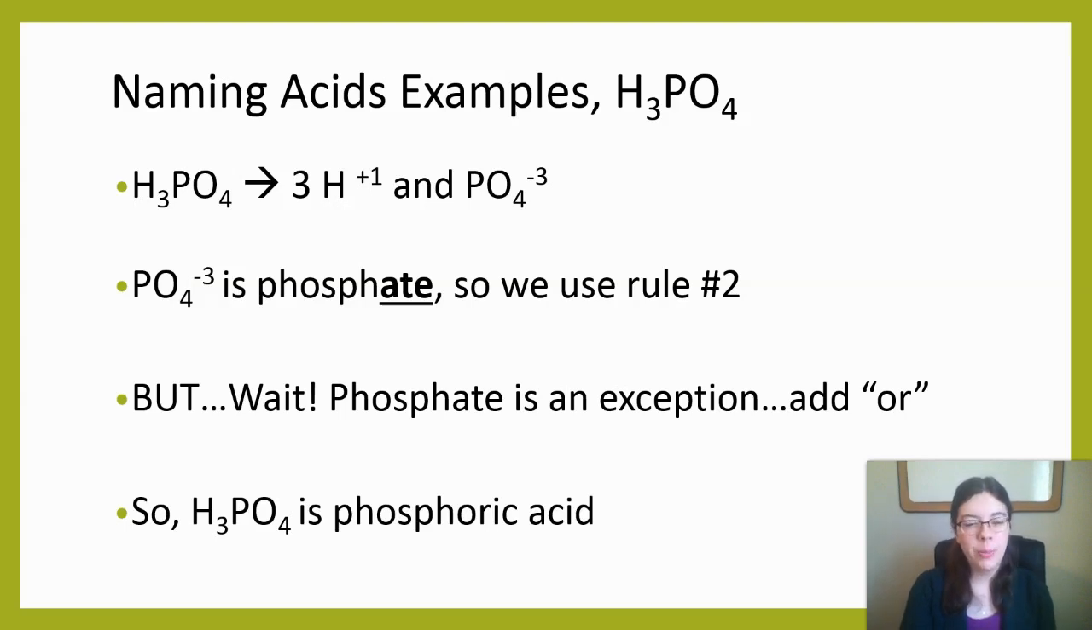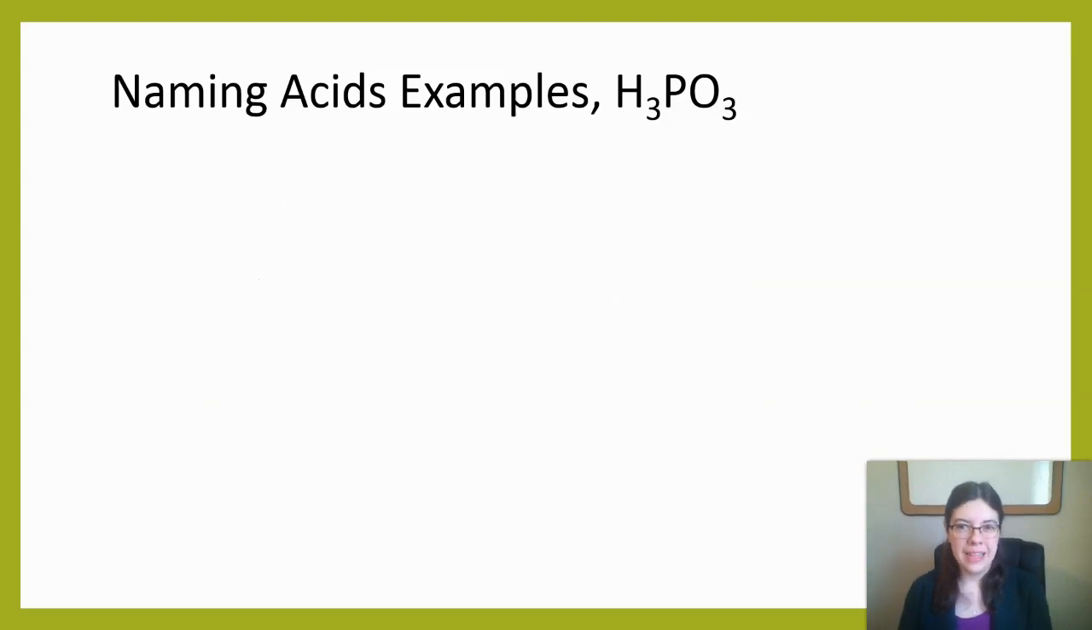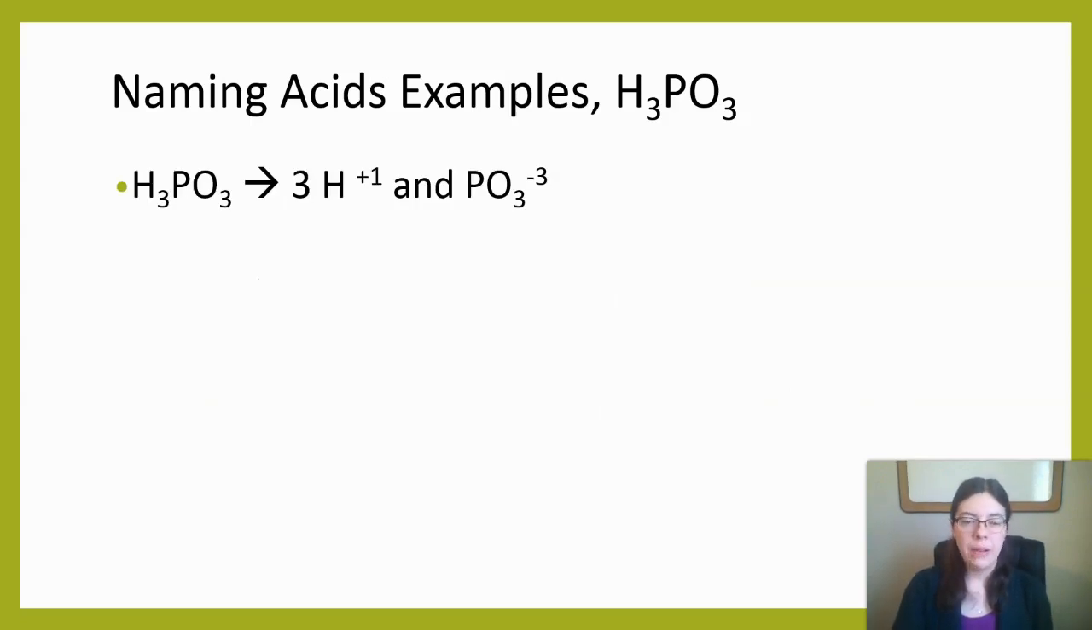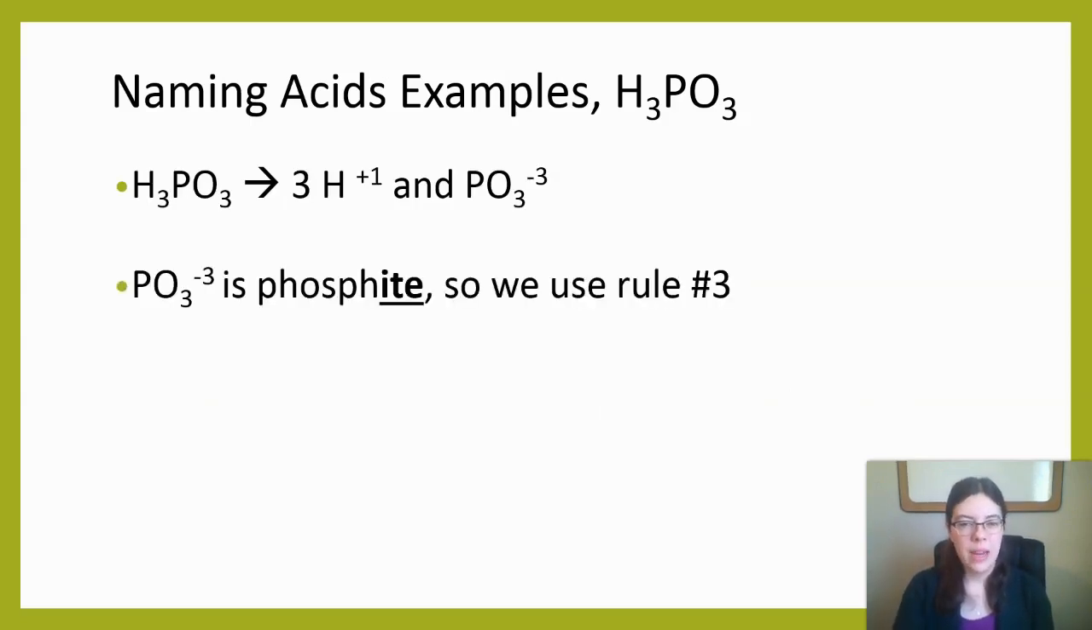Okay, and that's probably one you've heard before. It's often added to pop to give it that sour taste. So phosphoric acid. So let's try another one like this. This is H3PO3, not 4. So again, we're going to split it up into its ions, 3 hydrogen and the PO3 minus 3. Well, this is phosphite. So we're going to use the ite, so "Sprite is delicious."